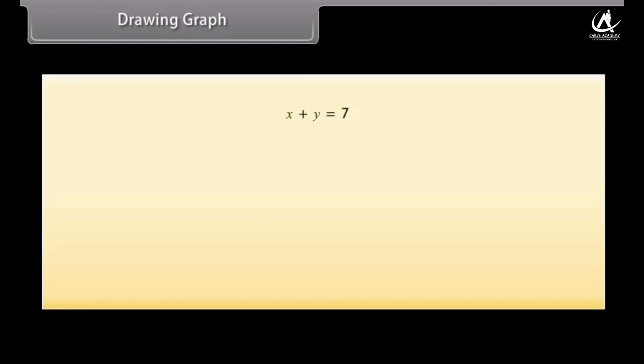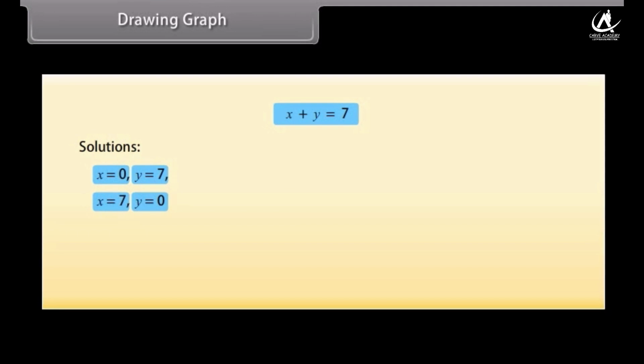Drawing graph. Let us now draw the graph of this equation. x plus y is equal to 7. We know that to draw the graph, we need at least 2 solutions of the equation. So the 2 solutions are x is equal to 0, y is equal to 7, and x is equal to 7, y is equal to 0.